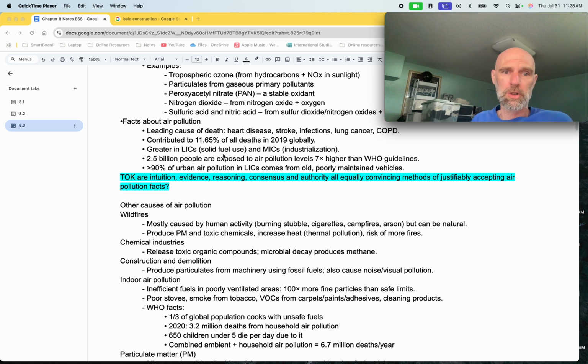2.5 billion people are exposed to air pollution levels 7 times higher than the World Health Organization guidelines. A lot of that's coming from where stuff is manufactured. Start looking at Asia. Over 90% of air pollution in low-income countries comes from old, poorly maintained vehicles. Yep.